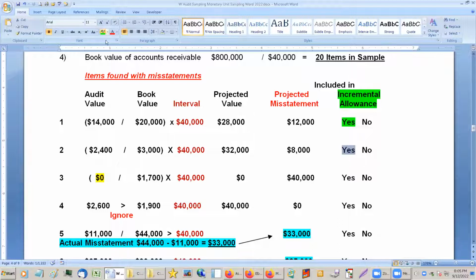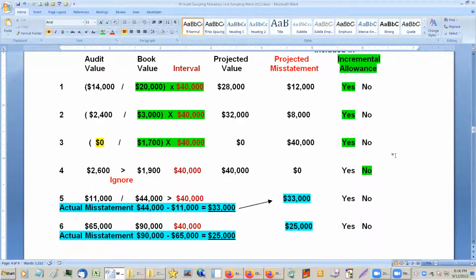Second one also, this was 3,000. So it's less than the interval, so could more be wrong? Yeah, same thing here. As long as the book value of the item we picked is less than the interval, there still could be more things wrong in there. Number 4 really isn't an error in this method, so it's not wrong and nothing else could go wrong.